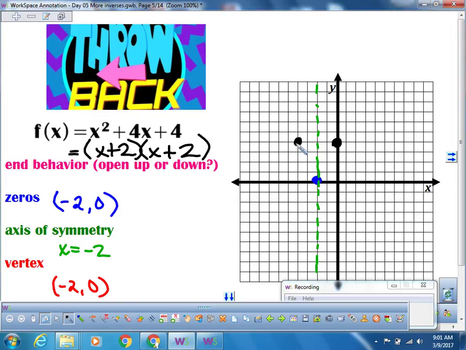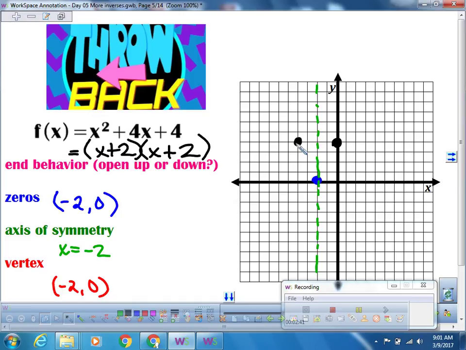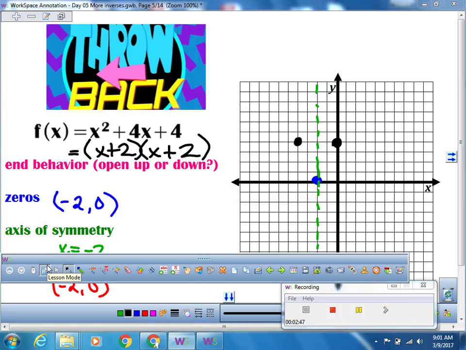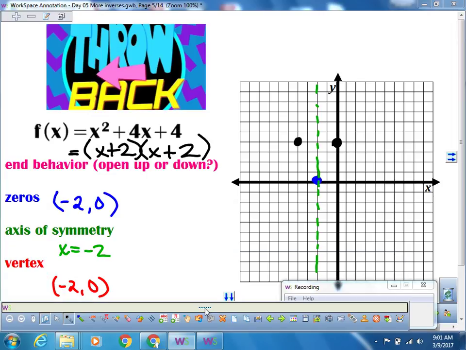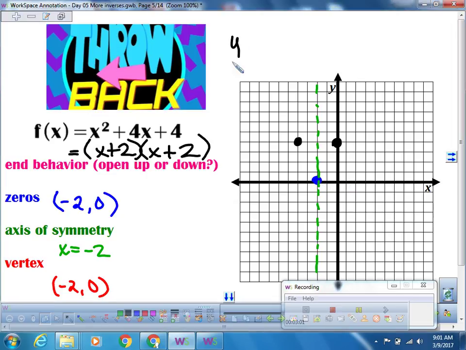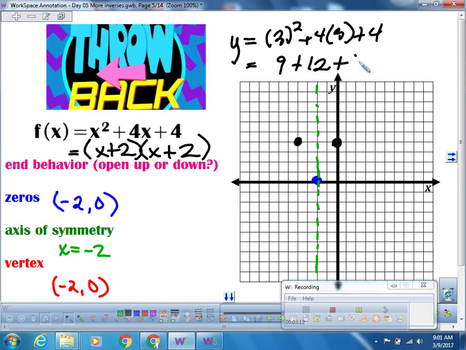This one, I'm not going to have 5 points, but there's a reason for it, right? I could find another point by substituting back in. So I know that there's going to be another point somewhere up here. So I should just substitute in 1, 2, 3. If I put 3 back into the equation, 3 squared plus 4 times 3 plus 4 gives me 9 plus 12 plus 4, way off the graph.